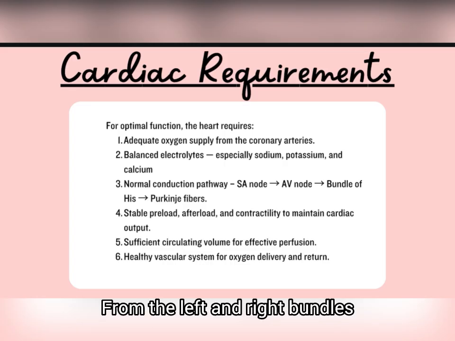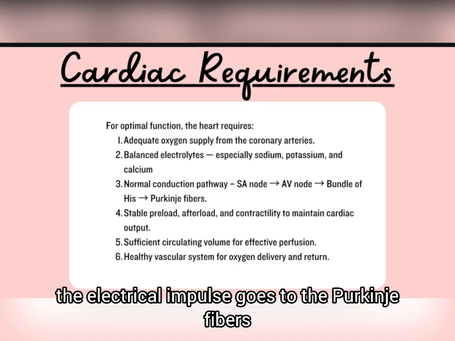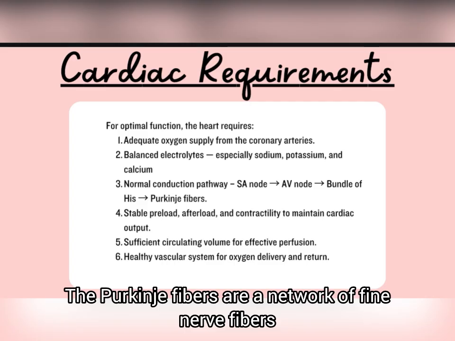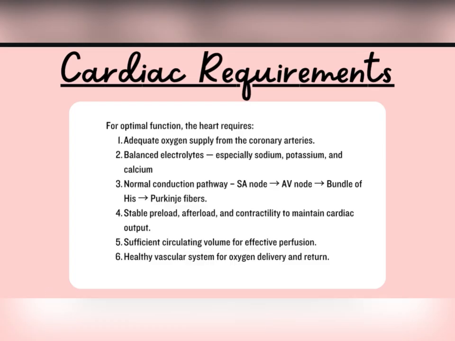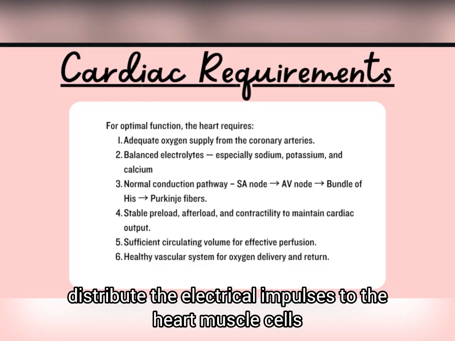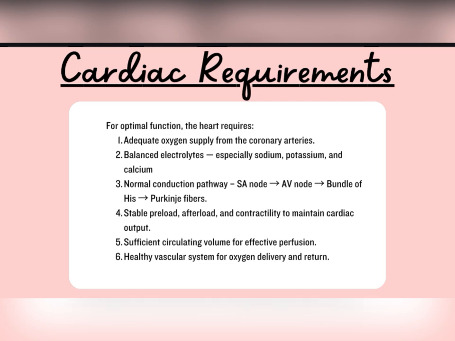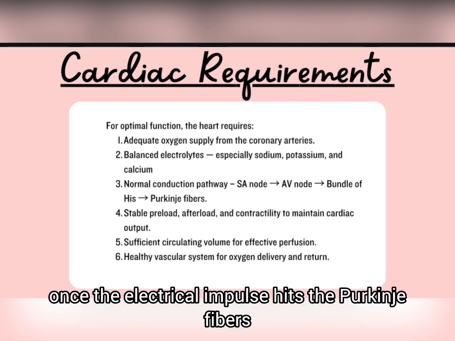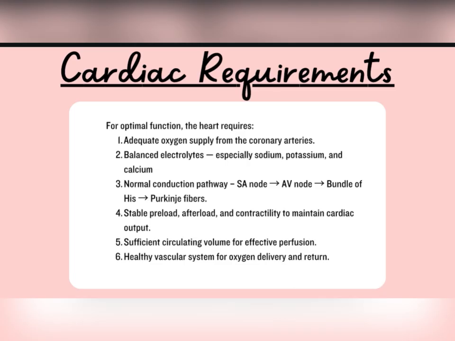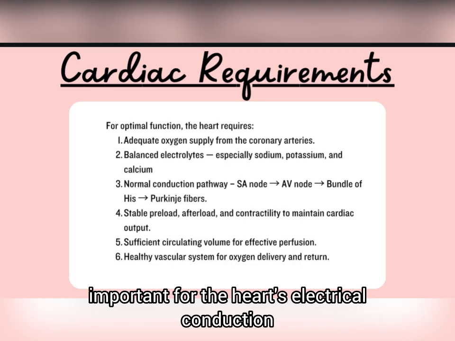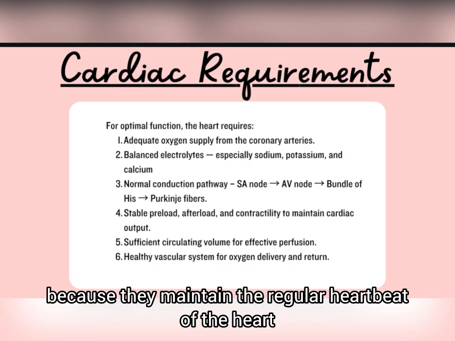From the left and right bundles, the electrical impulse goes to the Purkinje fibers. The Purkinje fibers are a network of fine nerve fibers that spread throughout the ventricular walls, and they distribute the electrical impulses to the heart muscle cells. So once the electrical impulse hits the Purkinje fibers, the ventricles will then contract. So it's important for the heart's electrical conduction system to work properly because they maintain the regular heartbeat of the heart.